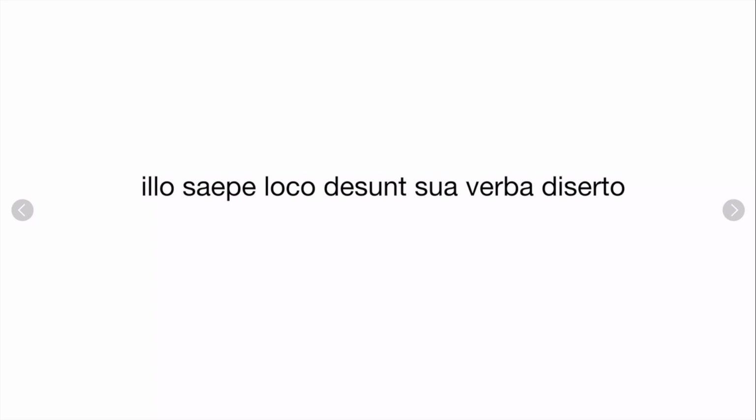All right. And then this one starts about the same. So long, long, long, short, short, long, long by nature, long because of the N followed by the T, short, short, long because of the R and the B, short, short, long, get that R and the T, and then there you go. Illo sai pello code sunt sua verba deserto.